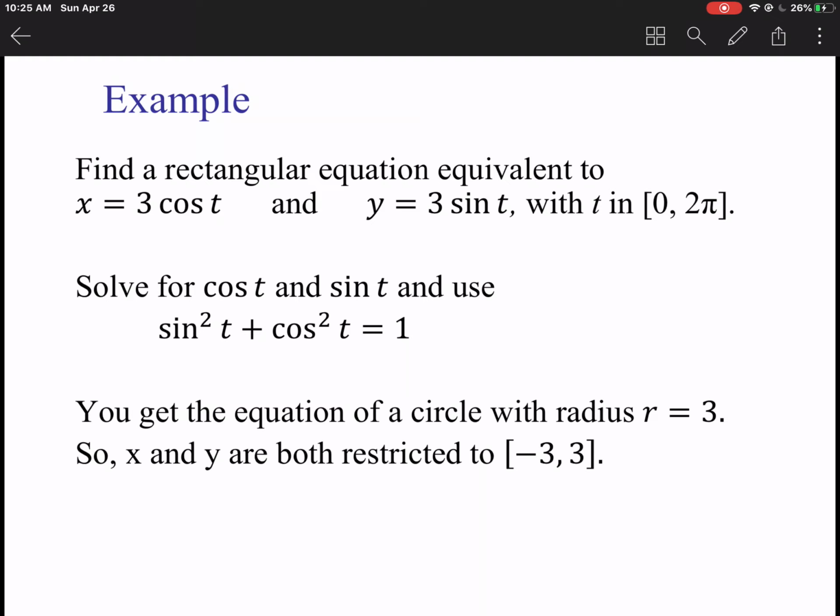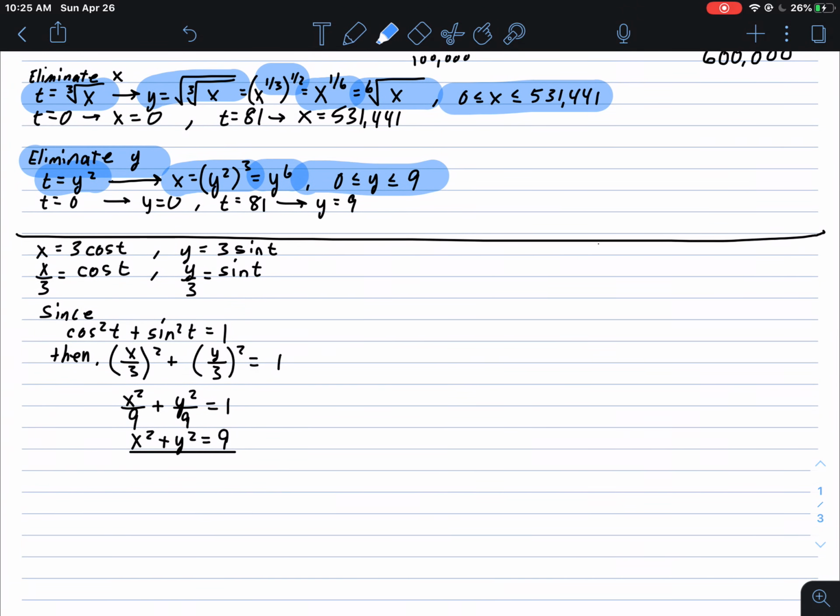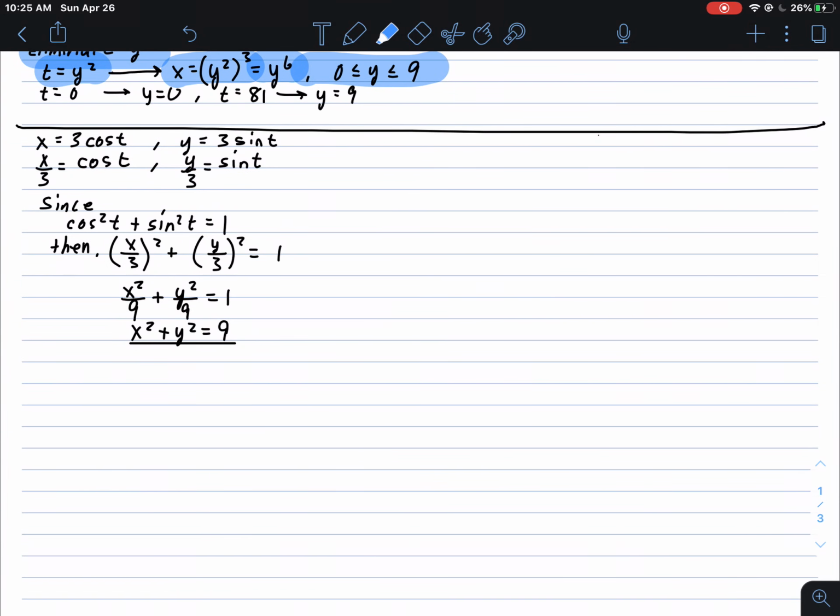Using the fact from our identities, our Pythagorean identities, we know that sine squared plus cosine squared equals 1. So if I take each of x and y, 3 cosine t and 3 sine t, and I solve each of those for sine and cosine. So for x equals 3 cosine t, I could say that cosine t equals x over 3. For y equals 3 sine t, I could then say that sine t equals y over 3.